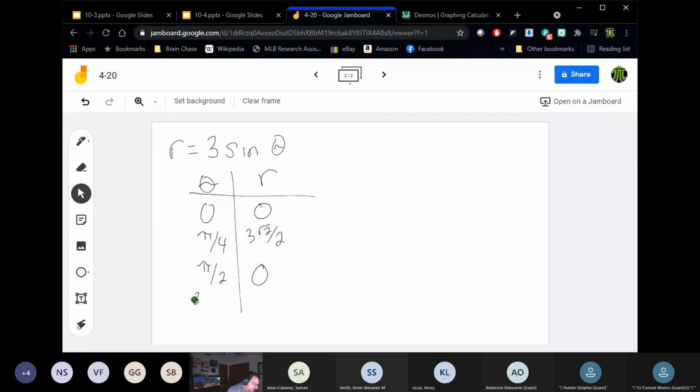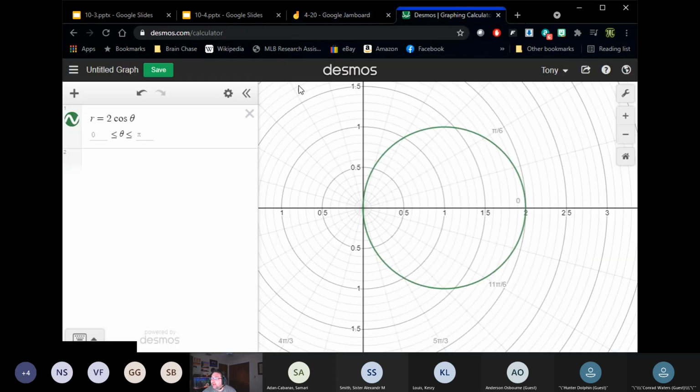If we did 3 pi over 4, that's going to be negative square root of 2 over 2. So this will be negative 3 square root of 2 over 2. And if we did pi, now when you're going down to pi, sine's going to be negative 1, so that's going to be negative 3. So now let's look at that on the graph.